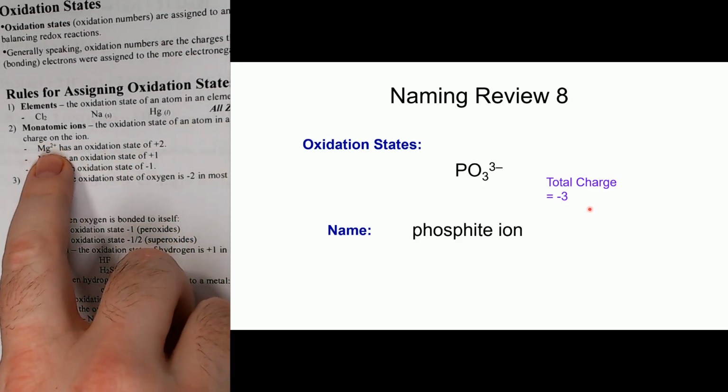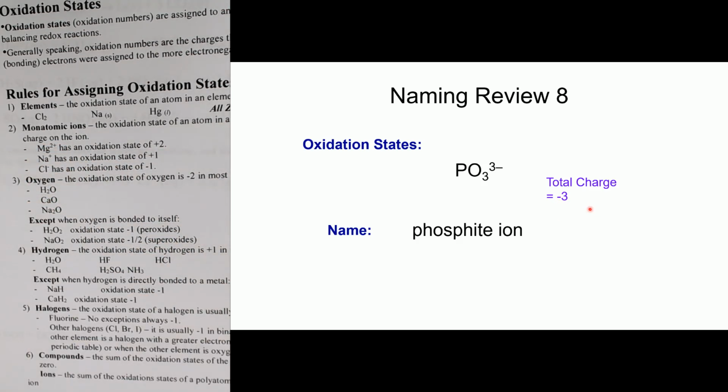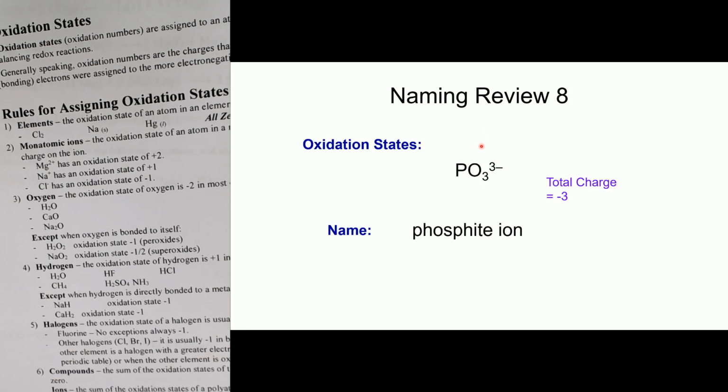There's not a monatomic ion present. Oxygen, well, yes, we do have oxygen, so that's negative 2. Negative 2 times 3 is negative 6. Some number plus negative 6 gives us negative 3. That some number has to be positive 3. And then positive 3 divided by 1 gives us positive 3. So the phosphorus in phosphite ion has an oxidation state of positive 3.